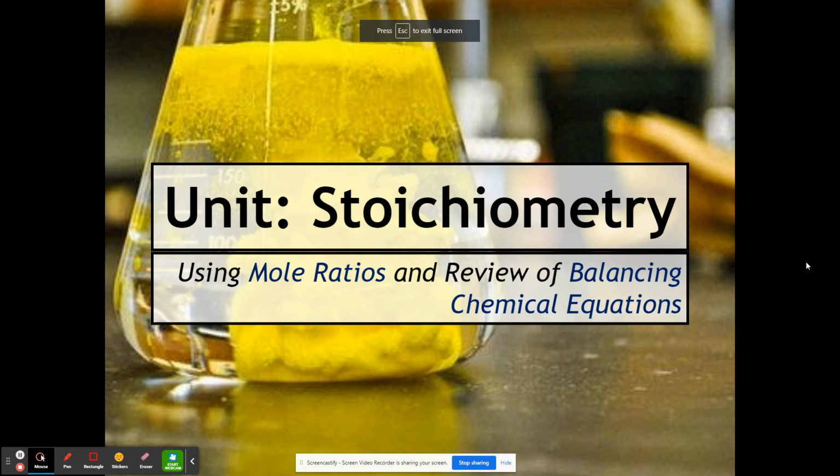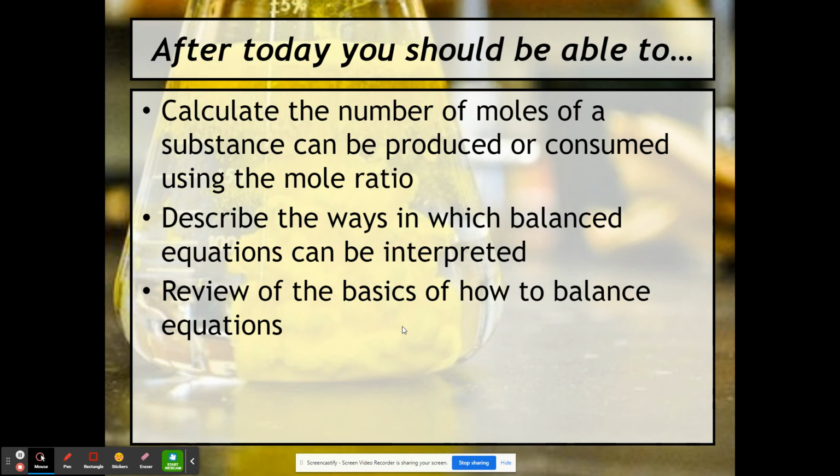Hello, ladies and gentlemen. Today we're going to start our unit on stoichiometry. So, this includes everything from balancing equations to naming equations and on. After today, you should be able to calculate the number of moles of a substance that can be produced or consumed using a mole ratio, describe the ways in which balanced reactions can be interpreted, and review the basics on how to balance equations.